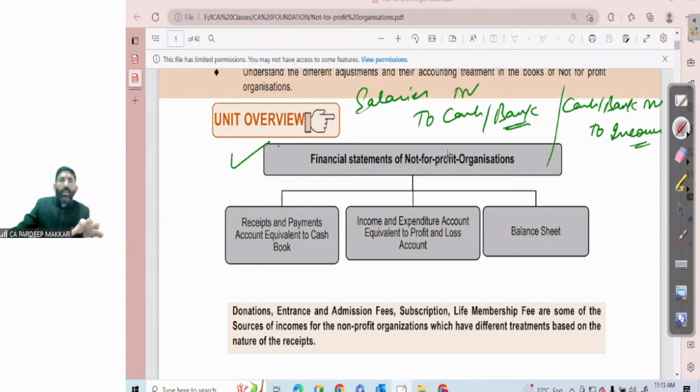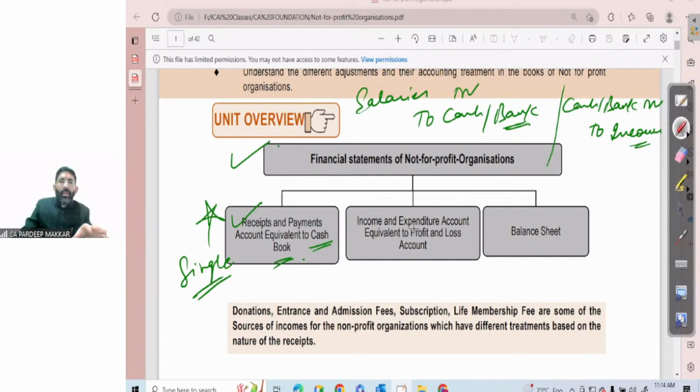Instead, the difference is only while preparing financial statements. When final accounts are prepared, we have to prepare three accounts. One is a receipt and payment account. This is just like a cash account or a cash book. We know how to prepare a cash book. In that, receipts and payments are entered. So the way we prepare a single column cash book, we are going to prepare the same in case of receipt and payment account. No difference is there.